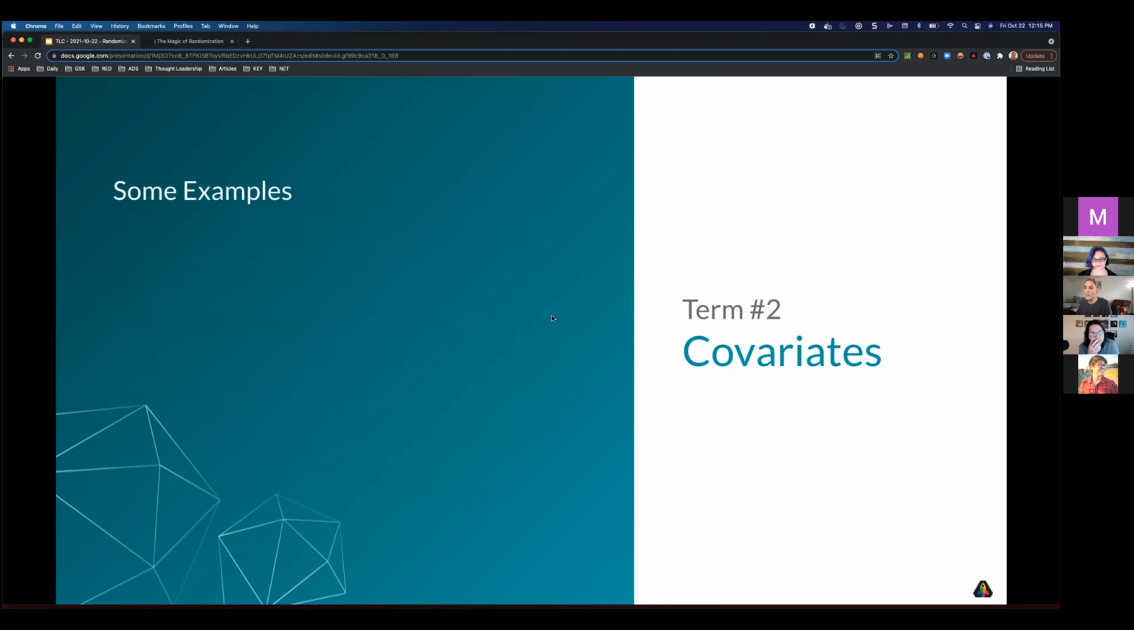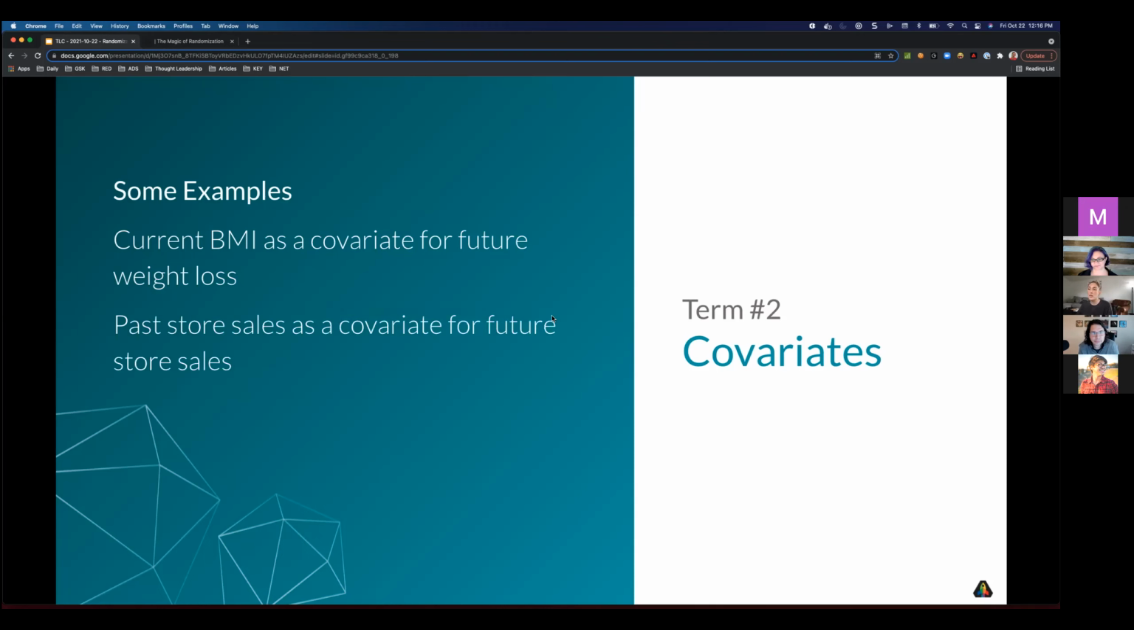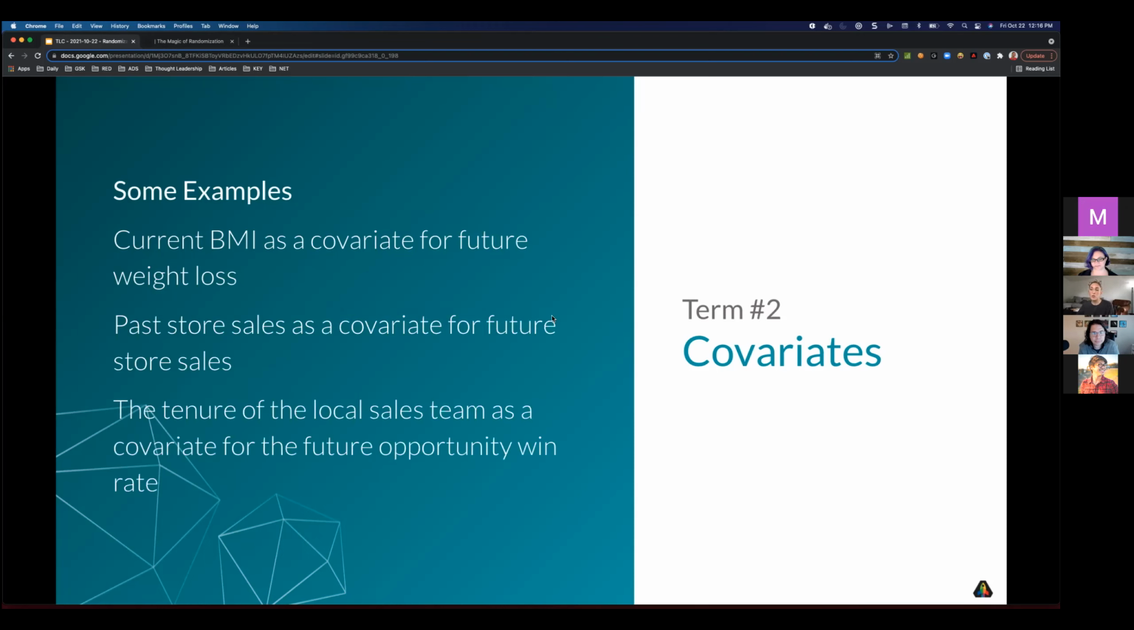Some examples of covariates: if we were testing the efficacy of a diet pill, their future weight loss is probably pretty related to their current BMI. So current BMI would be thought of as a covariate for future weight loss. A couple of other examples: looking at past store sales as a covariate for future store sales. Maybe some stores don't sell a lot right now, and some stores already sell a ton. So those may not be great starting points for our comparison of treatment. Those are different characteristics that we may need to take into consideration.